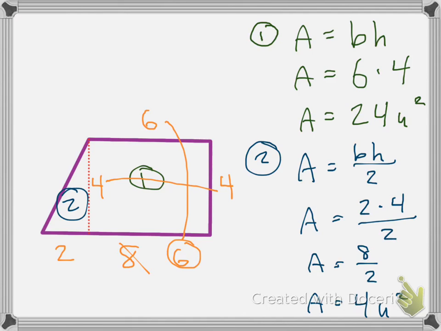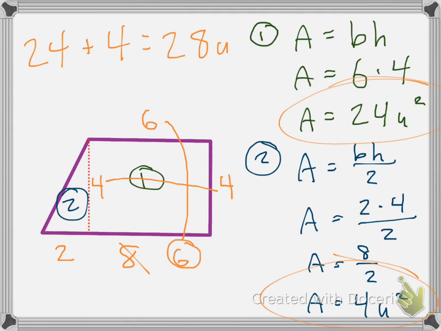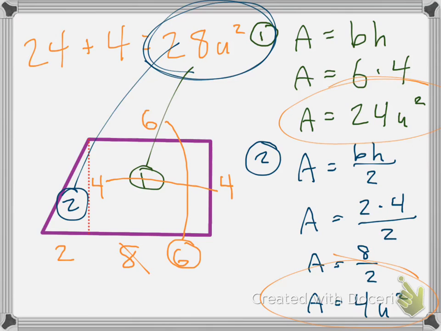Now I'm not done yet because I still have to add together these two areas. So the area of the parallelogram was 24. The area of the triangle was 4. And 24 plus 4 is 28 units squared. So this is the final area of the trapezoid right there. Okay? So we added together both the area of the parallelogram and the area of the triangle to find that total area.